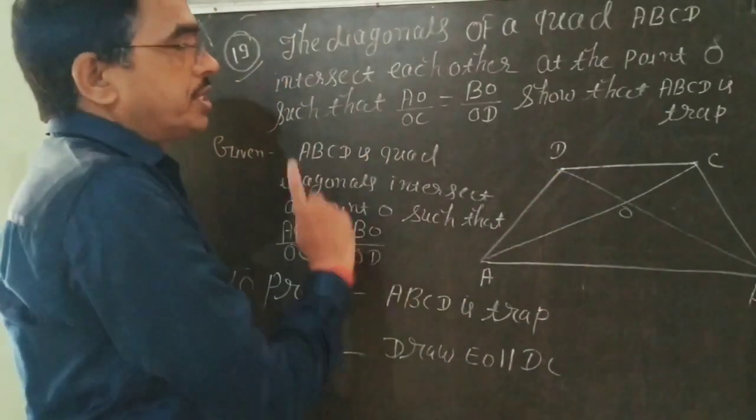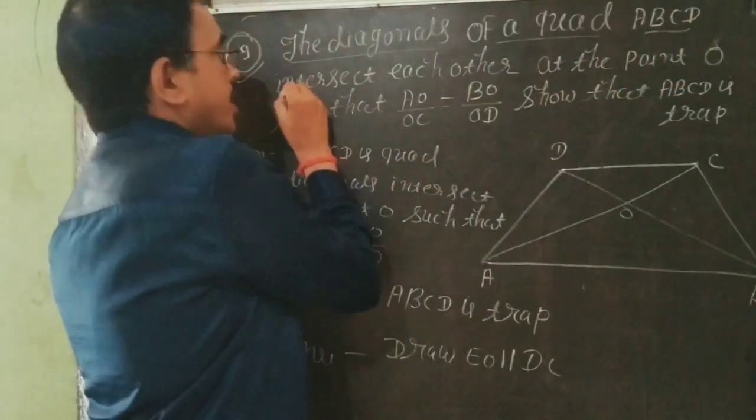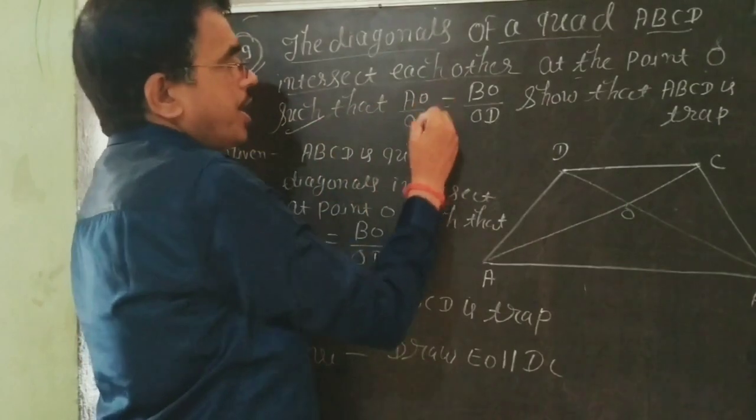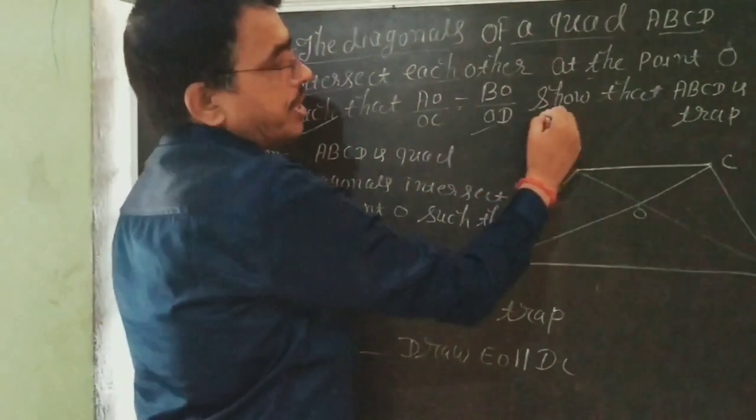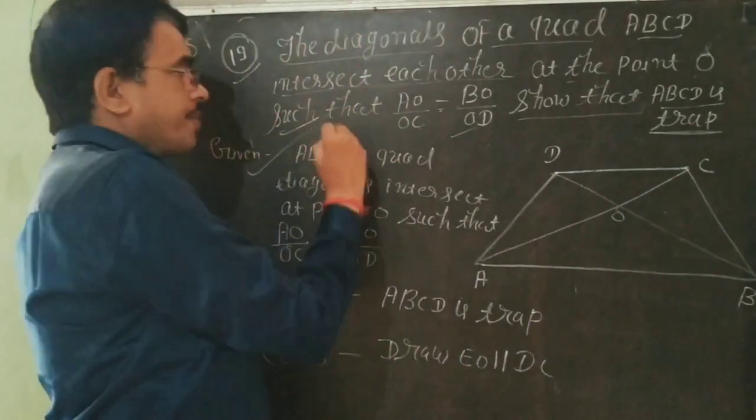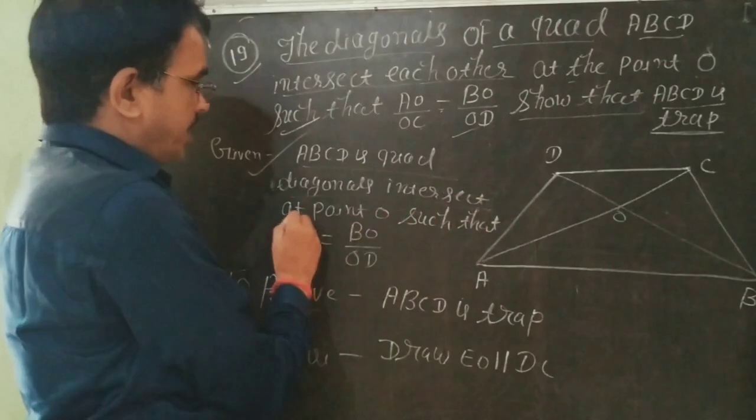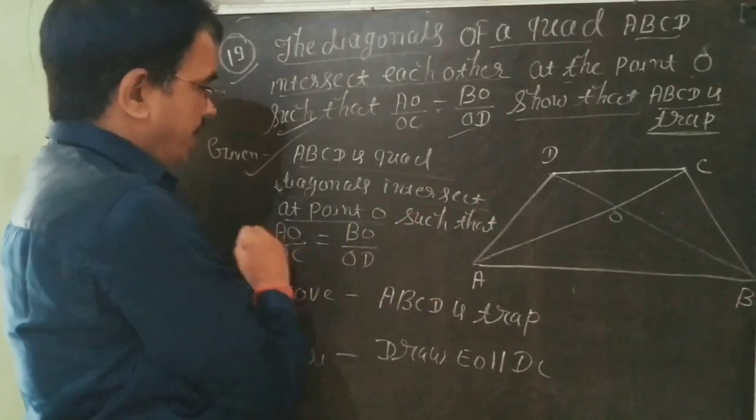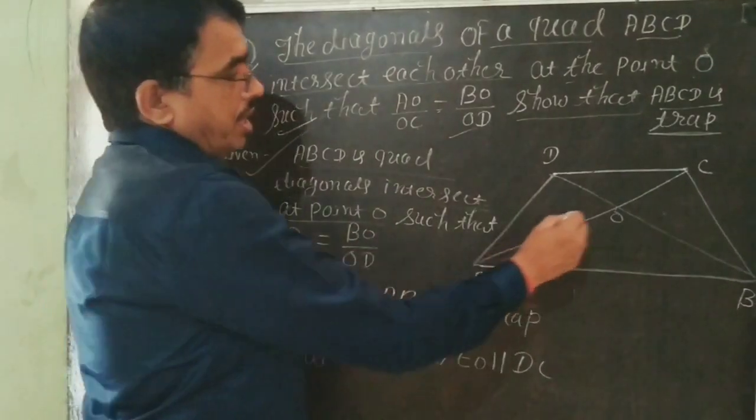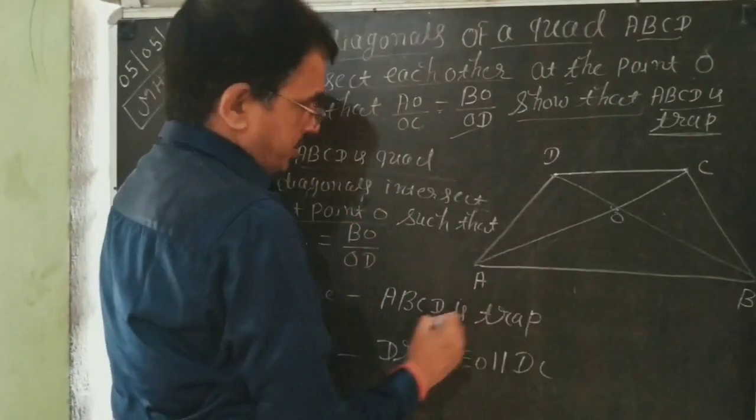So first read the question carefully: the diagonals of a quadrilateral ABCD intersect each other at point O such that AO by OC is equal to BO by OD. Prove that ABCD is a trapezium. So write given from your question that ABCD is a quadrilateral whose diagonals intersect at point O such that AO by OC is equal to BO by OD. Draw AC and BD intersecting at O.